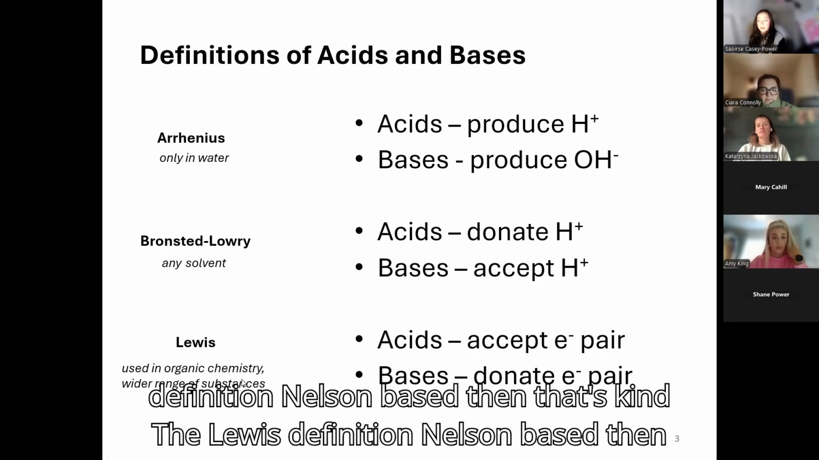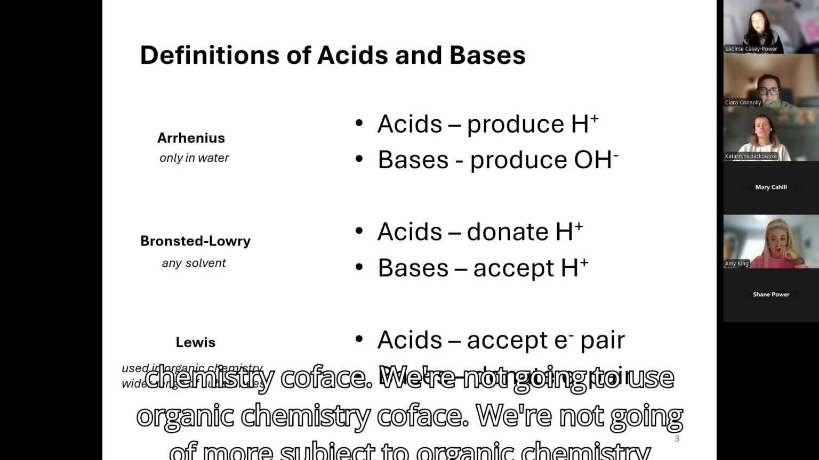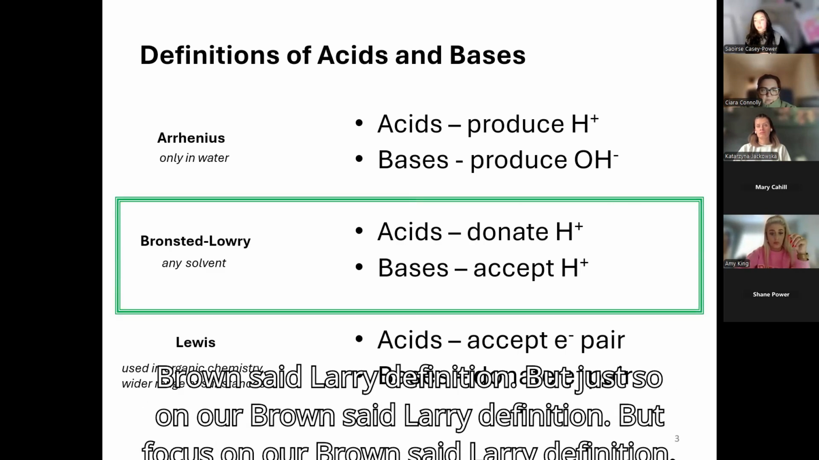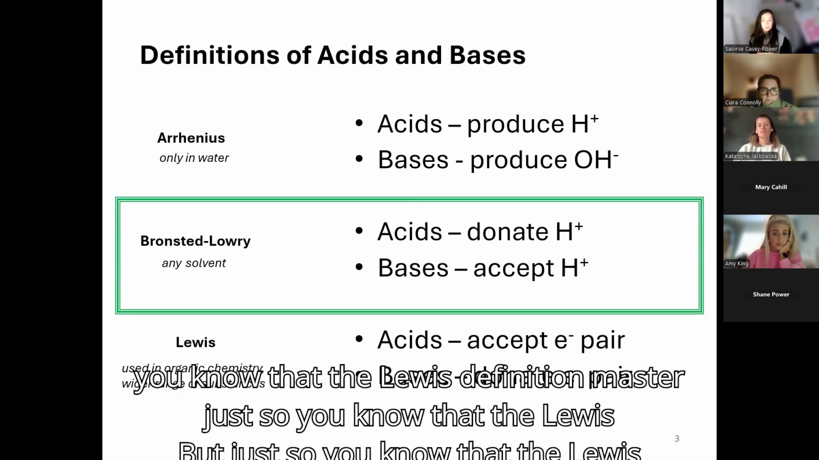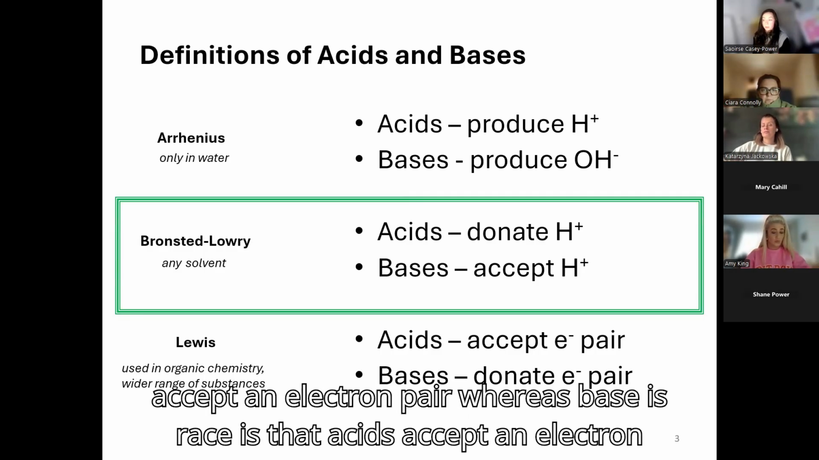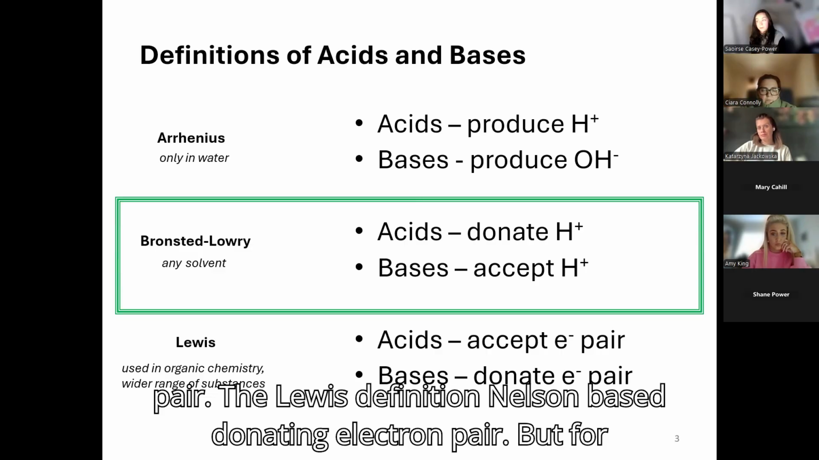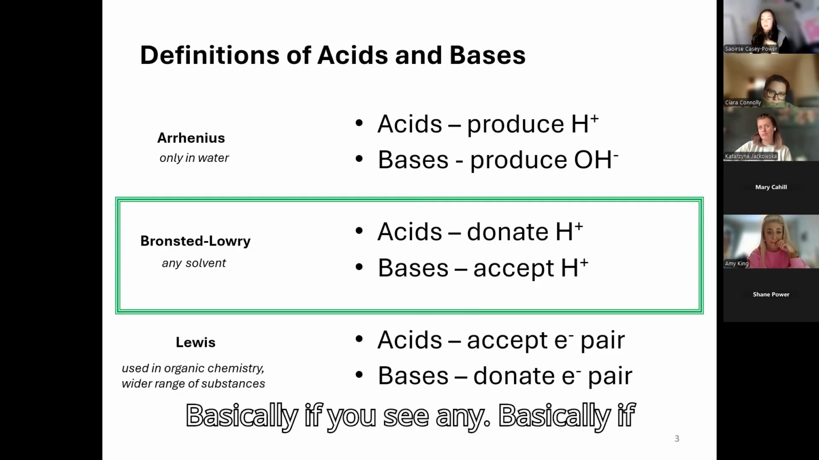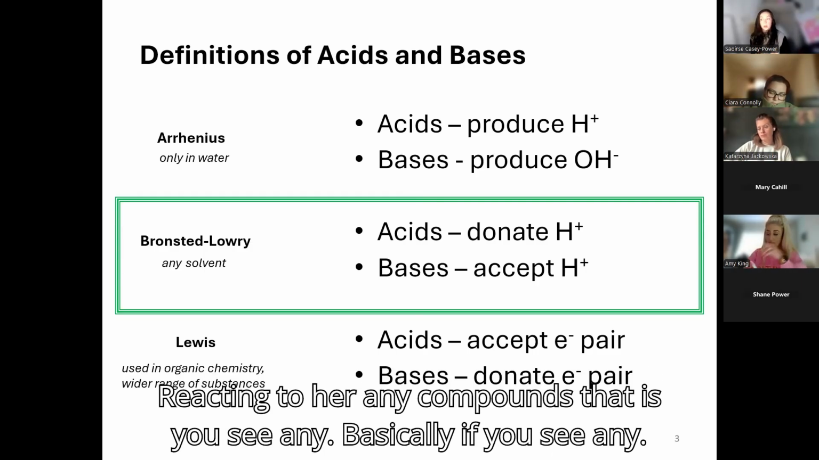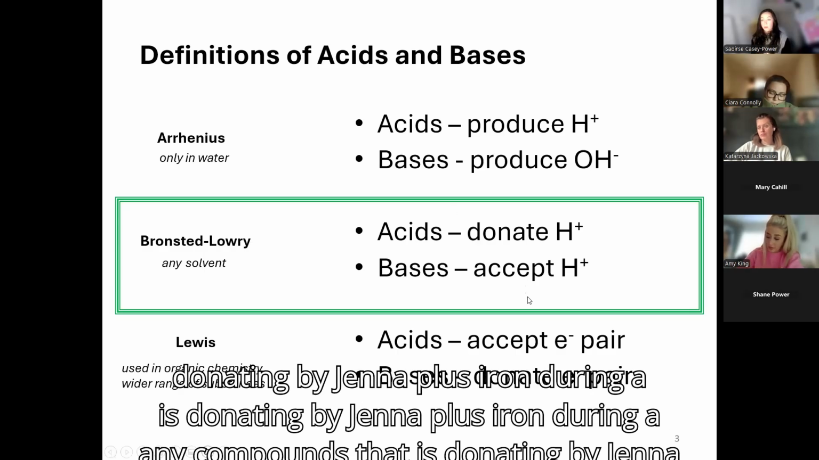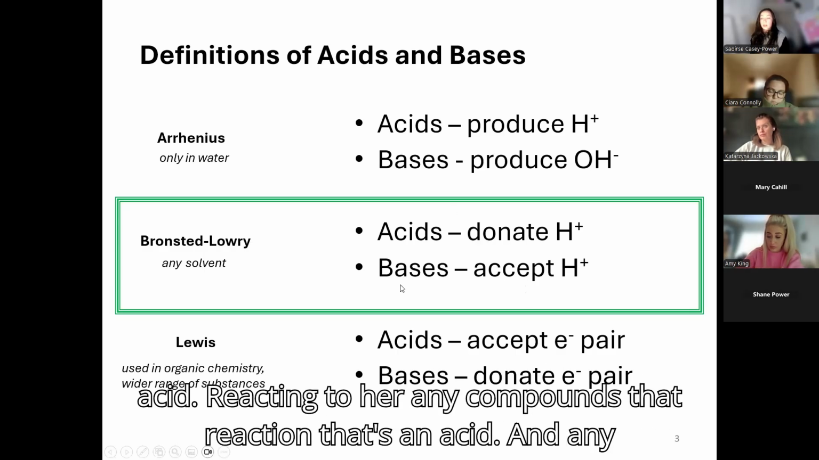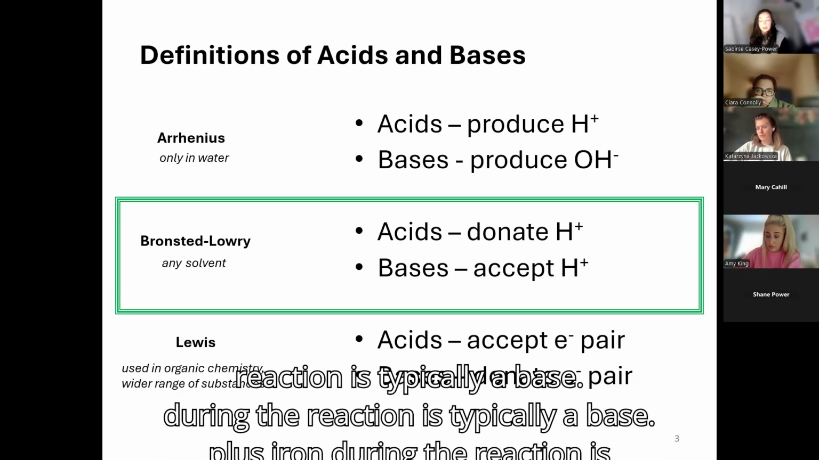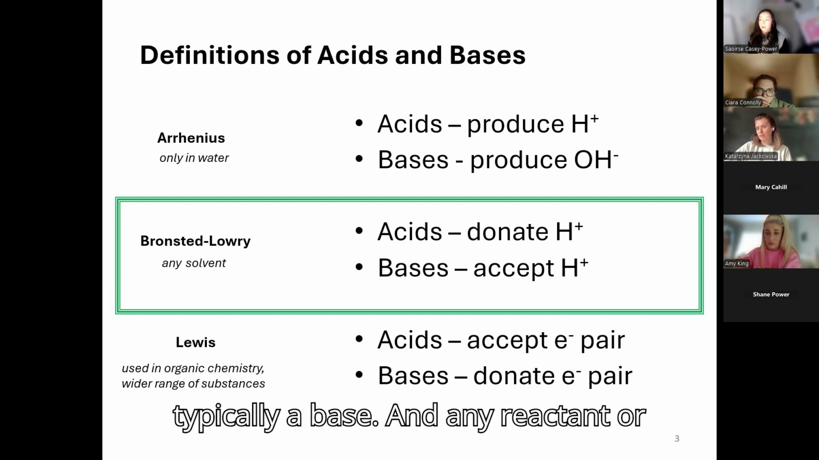The Lewis definition of an acid and base is more subject to organic chemistry, so we're not going to use that at all. We're going to focus more on our Bronsted-Lowry definition. But just so you know, the Lewis definition is that acids accept an electron pair, whereas bases donate an electron pair. But for now, we're just going to focus on the Bronsted-Lowry definition. So basically, if you see any reactant or compound that is donating a hydrogen plus ion during a reaction, that's an acid. And any reactant or reagent that's accepting an H plus ion during a reaction is typically a base. So that's all we need to know for now.